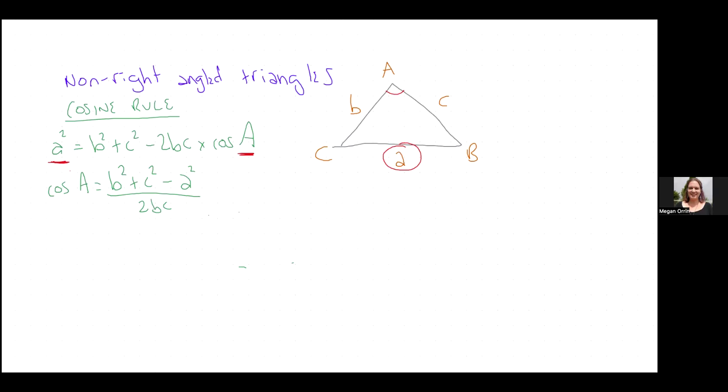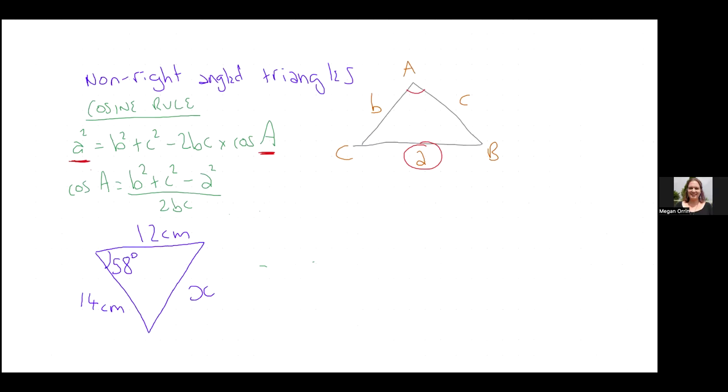All right, this can be 58 degrees. This can be X, 12 centimeters and 14 centimeters. Which version am I going to use, the top one or the bottom one? The top one. Why am I using the top one? I've got an unknown side. This is the one for the unknown side. These are the same formula rearranged, just making it easier for you by giving you the rearrangement.